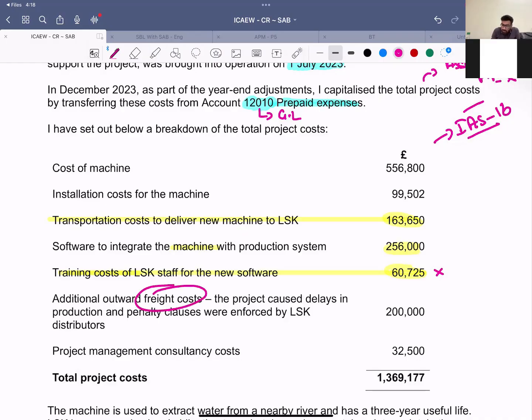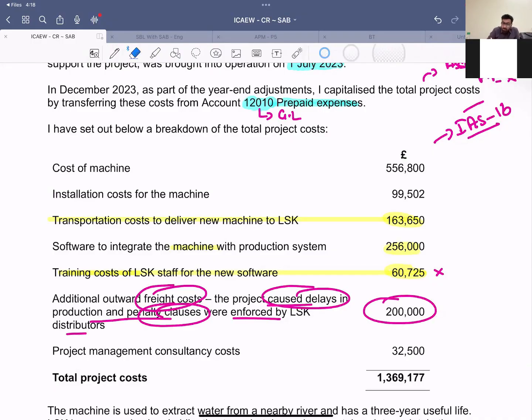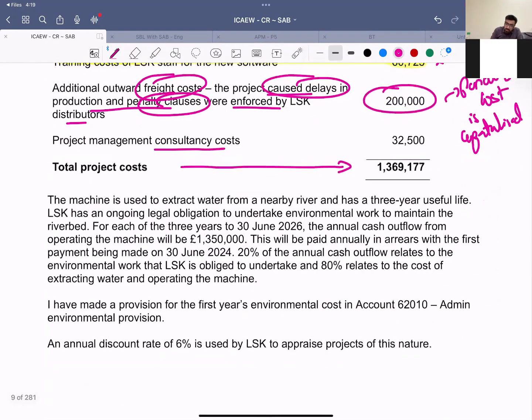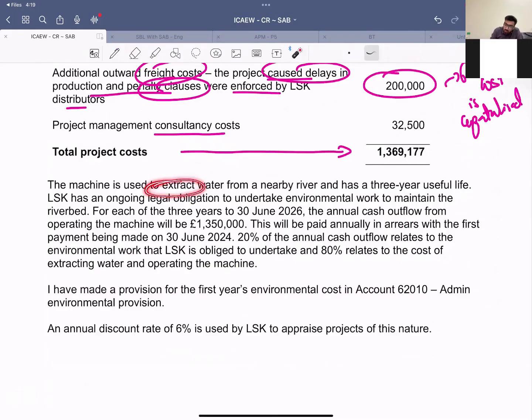Freight costs, project cost delays, penalty clauses enforced by LSK distributors. So they have capitalized the penalty clauses as well. I'm not commenting now on whether they should be or not. Just think of it: a penalty cost is capitalized. Would you believe that? A penalty cost is capitalized because of delays. Project management consultancy cost.